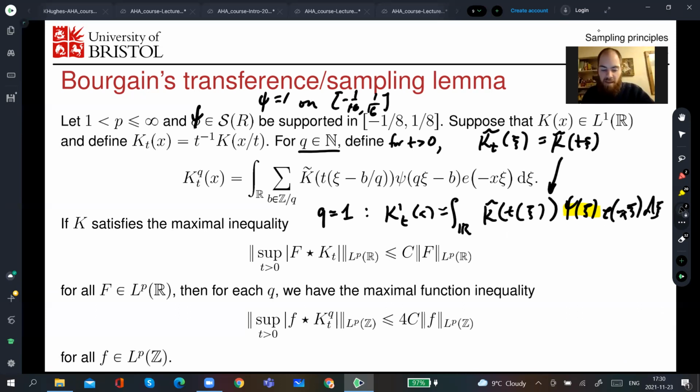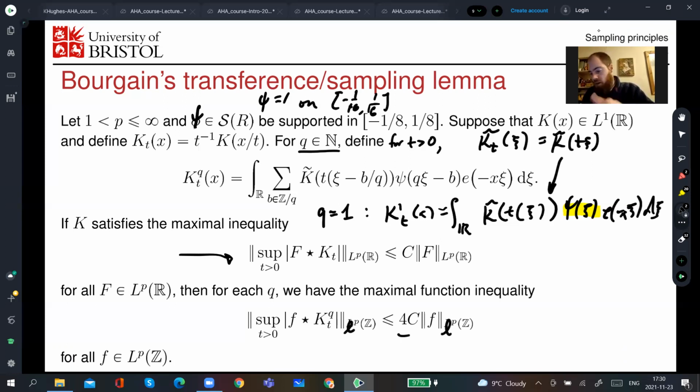If you start with just some maximal function inequality on L^p, then by only conceding a factor of, say, 4, you get that these new maximal functions that depend on q are also bounded on L^p, but this is little ℓ^p of Z. I should have drawn little ℓ^p, sorry. And so that's pretty cool. We started out with one maximal function on R, and we've now shown a whole family of maximal functions on Z are bounded as well.